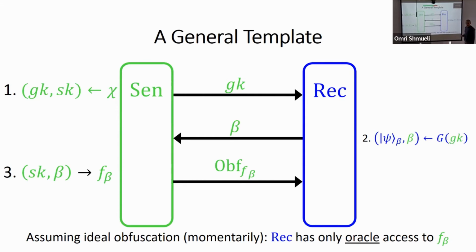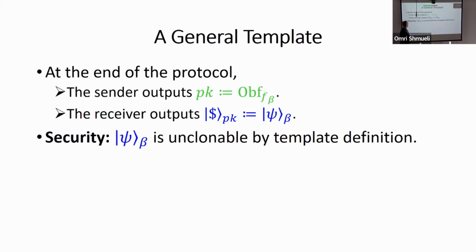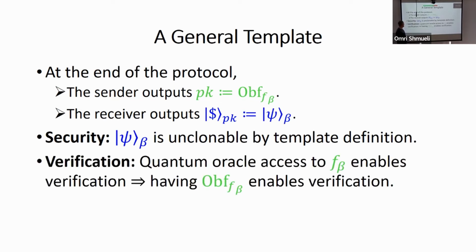Enables and only enables. So the output of the sender will be the public key, which is the obfuscated circuit. The receiver outputs this banknote, which is just a sampled state, and the state is unclonable by the definition of the template. And verification: we said that this state is verifiable given oracle access to F, which we get. So it's also verifiable.